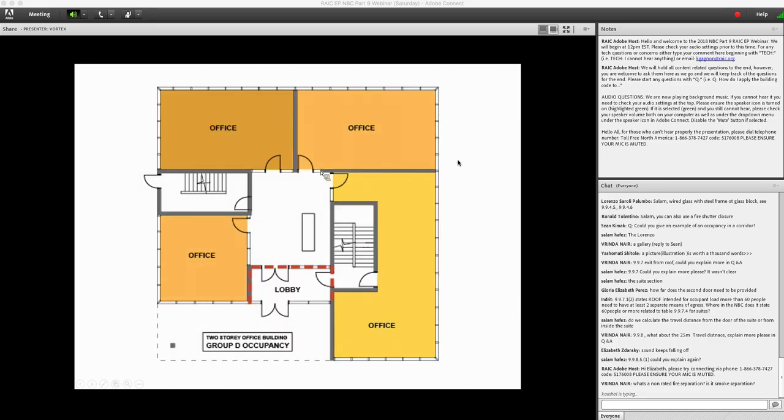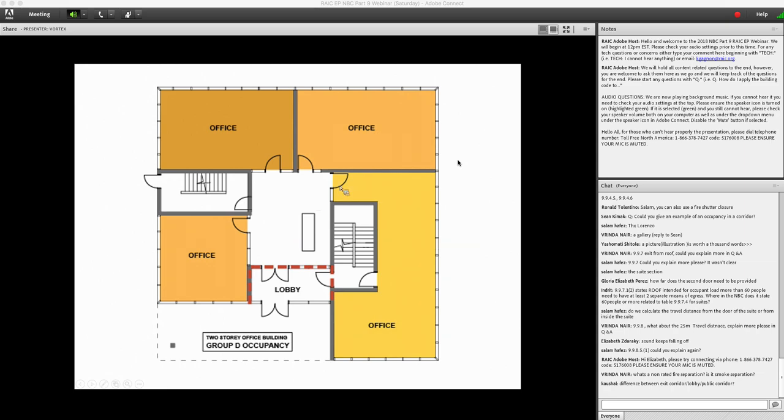So this sketch that we have here is also to illustrate how you apply the requirements for the case where you have an exit discharging through a lobby. These are office suites, and you have the exit on the far right opening onto the lobby. The discharge is into a lobby.